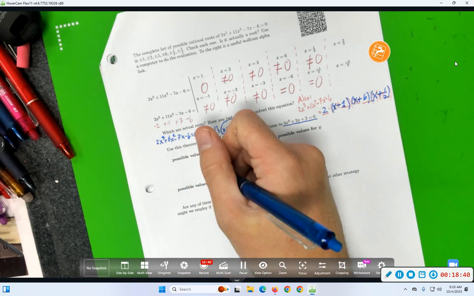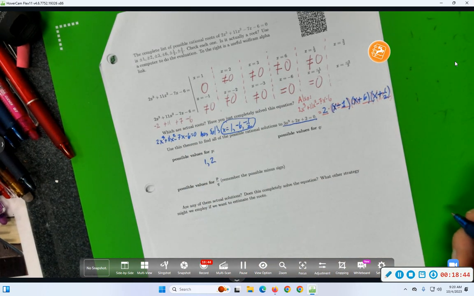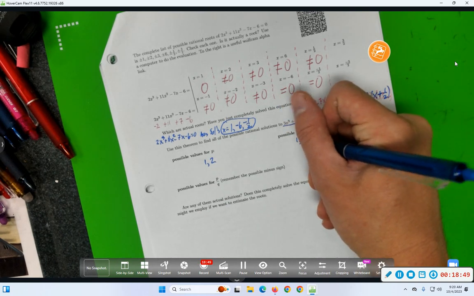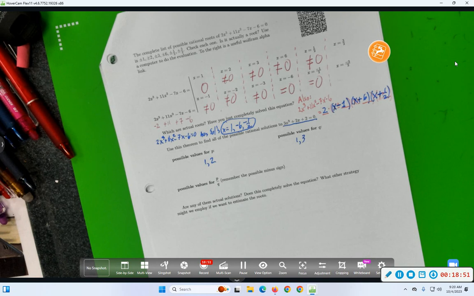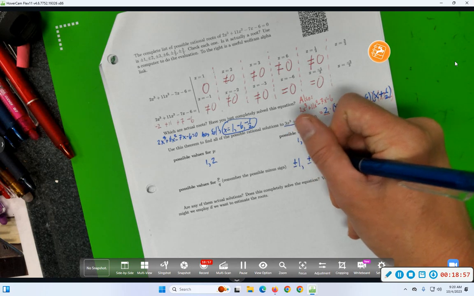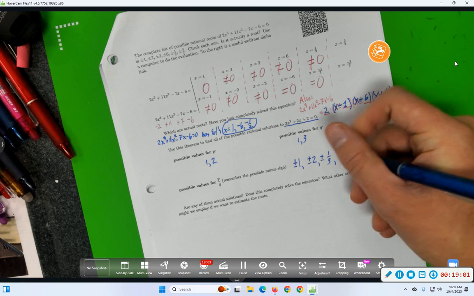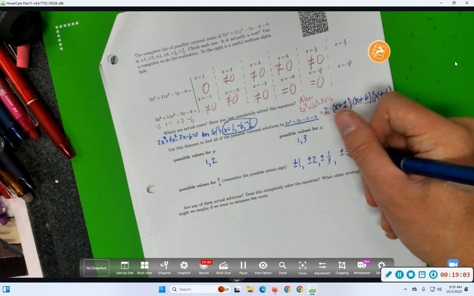Say louder. 1 and 2. What are the possible values for q? 1 and 3. Oh, so that's not even as many. So all the possible rational roots are plus or minus 1, plus or minus 2, plus or minus 1/3. Commas are important here. Plus or minus 2/3.